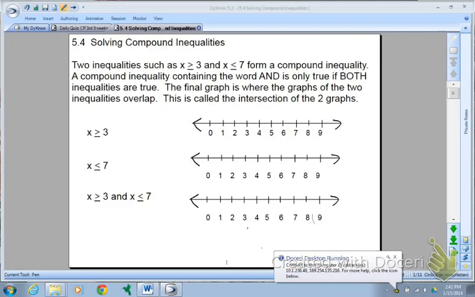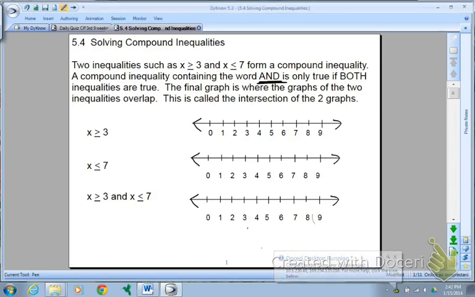Section 5.4 is solving compound inequalities. Two inequalities such as x is greater than or equal to 3 and x is less than or equal to 7 form a compound inequality. A compound inequality containing the word and is only true if both inequalities are true. So it has to be true for both of them. The final graph is where the graphs of the two inequalities overlap. This is called the intersection of the two graphs.